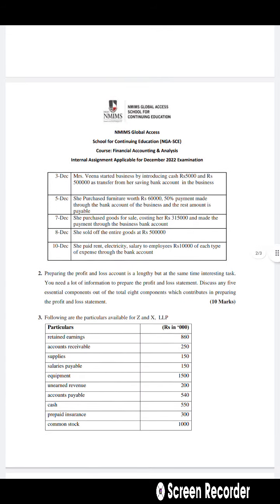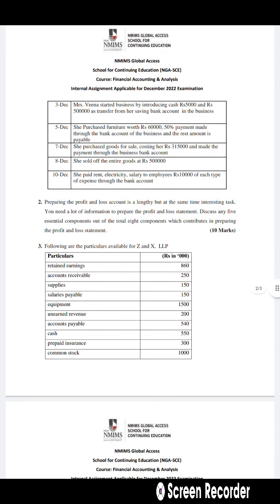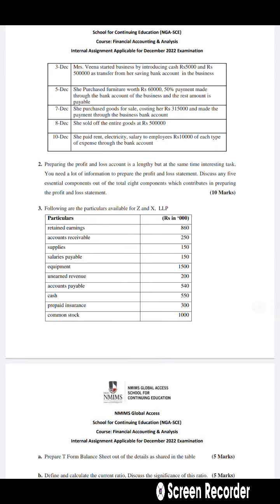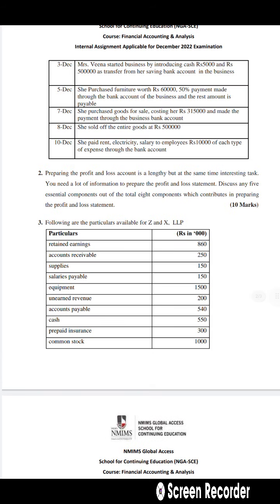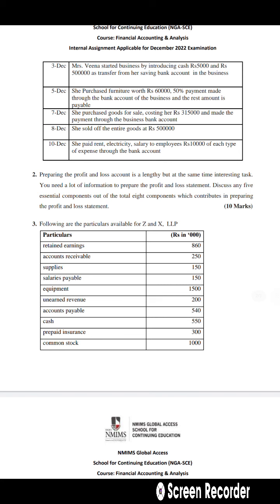First question I have already discussed, third question also I have discussed. Today I will be discussing the second question. Preparing the profit and loss account is a lengthy, but at the same time interesting task. You need a lot of information to prepare the profit and loss statement. Discuss any 5 essential components out of the total 8 components which contribute in preparing the profit and loss statement.